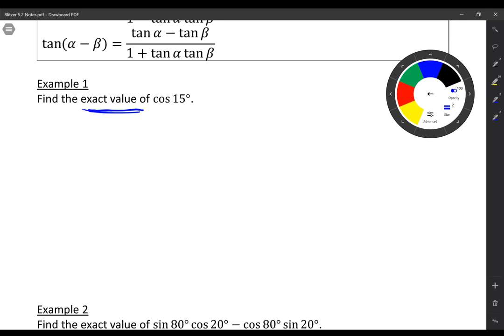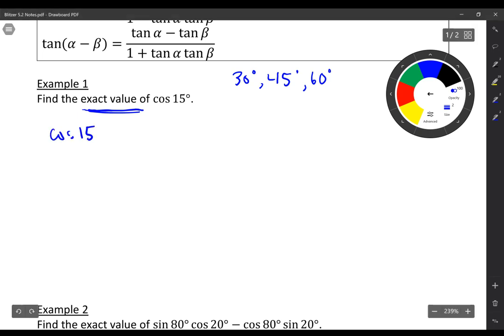Remember that our good angles that we want to work with are like 30 and 45 and 60. And we want to think, how could I get a 15-degree out of this? Well, I could do 60 minus 45. I could do 45 minus 30, either of those ways. They'll actually both work. They'll both give you the same answer. So I'm going to start out my problem by writing cosine of 15 degrees, and then I'm going to make it cosine of 45 degrees minus 30 degrees. And again, you could do 60 minus 45, you get the same answer.